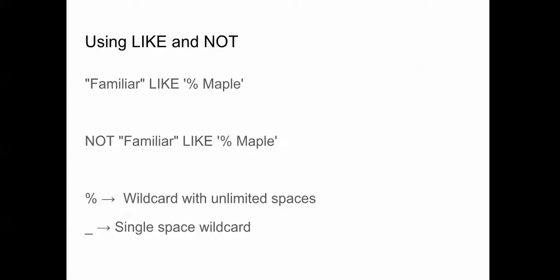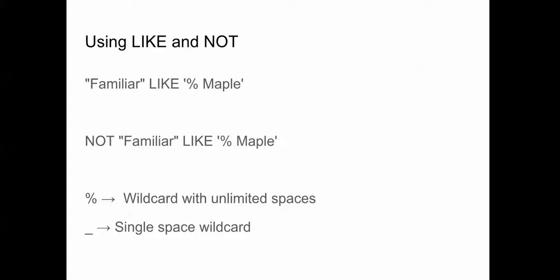And we're going to learn to use something called a wildcard. You'll notice here the wildcard is the percent sign. The percent sign allows us to say any characters, in this case, prior to the word maple. Now we could also say we want everything that's not maple. And in this case, we're going to use the not in front of the field, and then like, and then our wildcard. So again, remember, the percent sign is a wildcard of unlimited spaces. Wherever it goes, there can be an unlimited number of characters there.